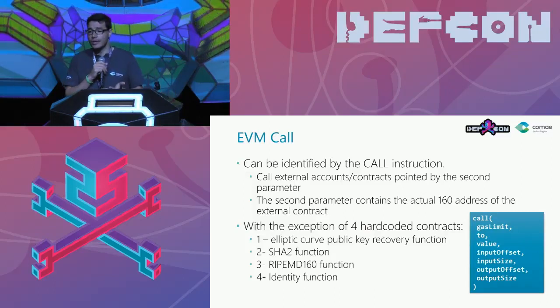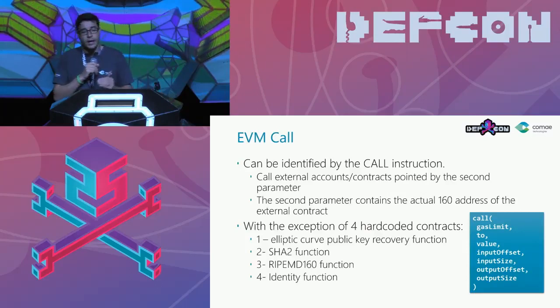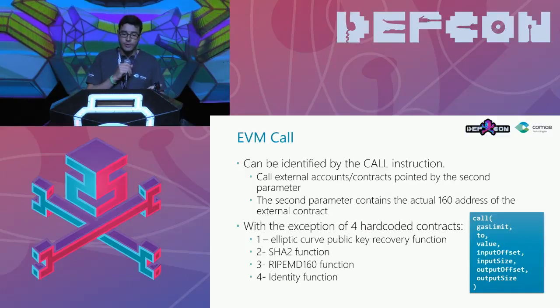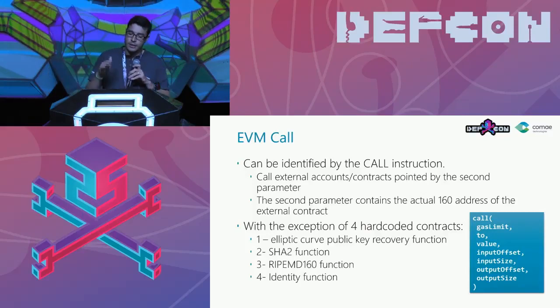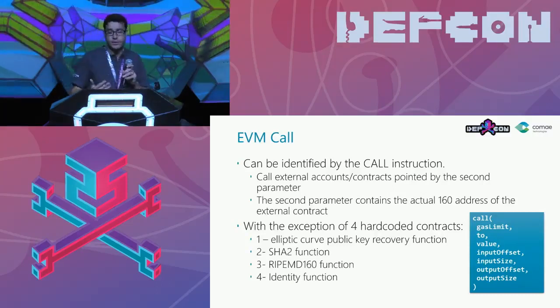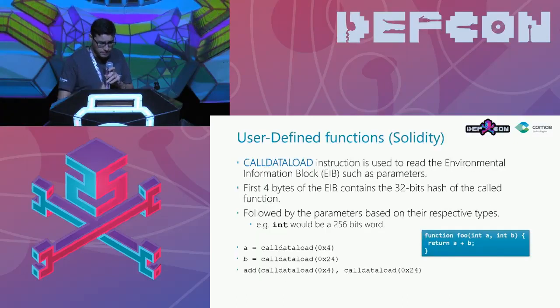And when it comes down to static analysis, dynamic analysis, or even trying to define your scope, well, that creates a lot of issues. There are 4 exceptions for hard-coded contracts, including for SHA-2, the identity function, and for key recovery functions. So the contract addresses are 1, 2, 3, and 4. So whenever you look at the actual bytecode, you would notice those static addresses.